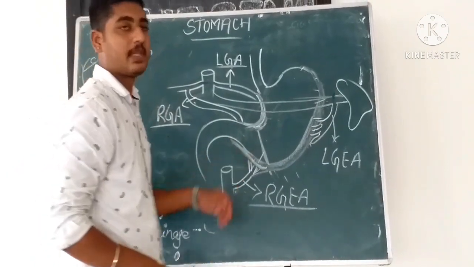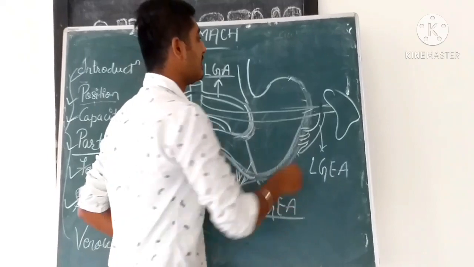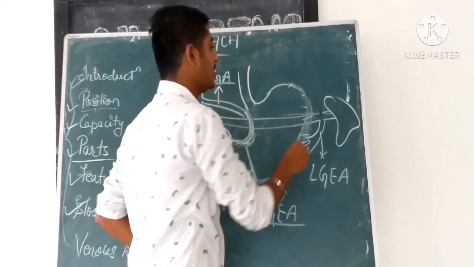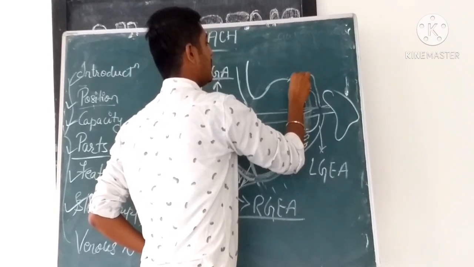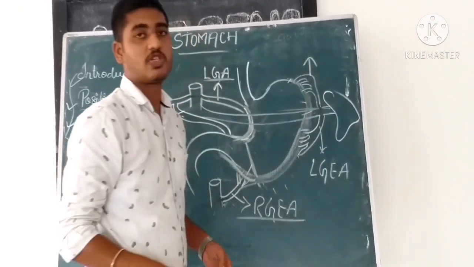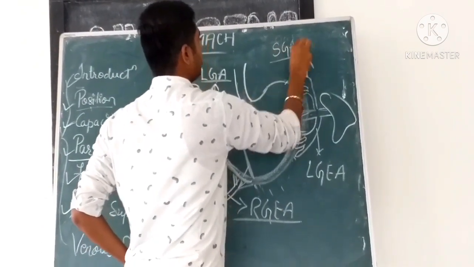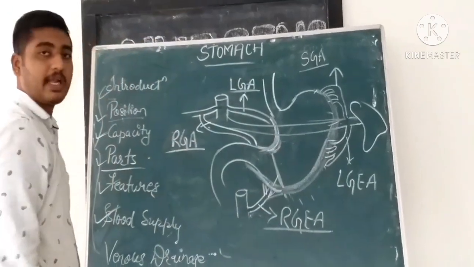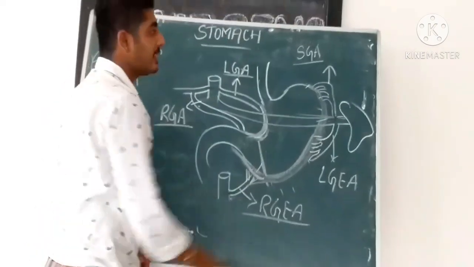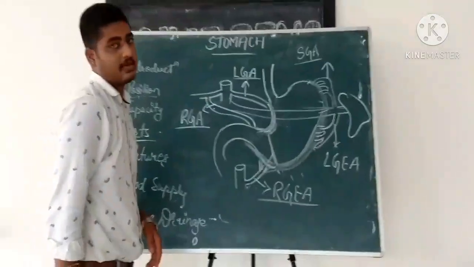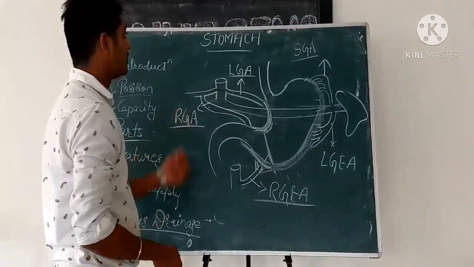So right and the left gastric artery, right and the left gastroepiploic artery, and one more, there is a branch of the splenic artery. It is going to supply 4 to 5 small arteries to the upper portion of the stomach. Okay. So this is going to be called the short gastric arteries. So this is all about the blood supply of the stomach. Right and the left gastric artery, right and the left gastroepiploic artery, and the short gastric artery. That's it. Moving on to the venous drainage, or the last part of the anatomy.